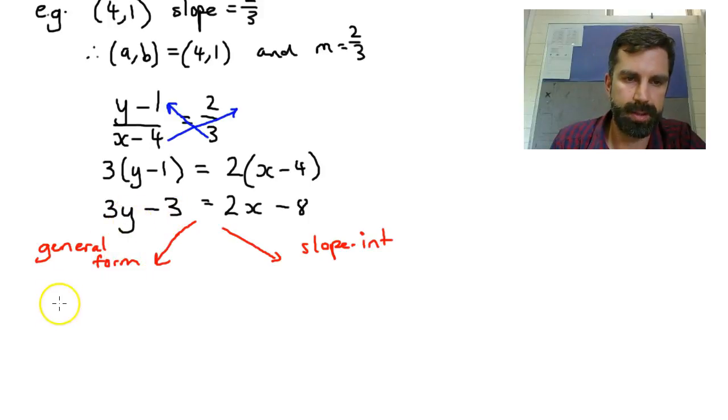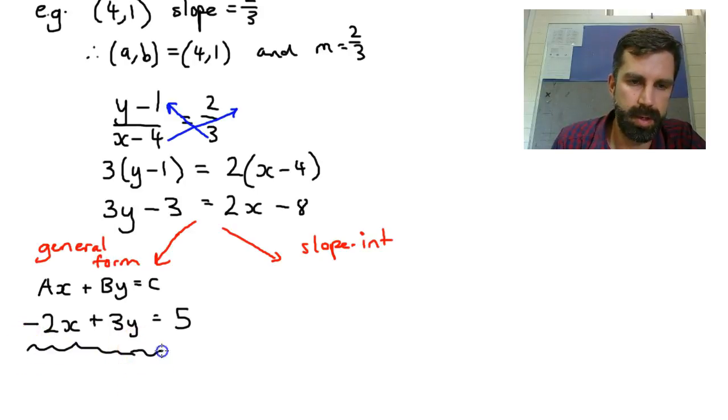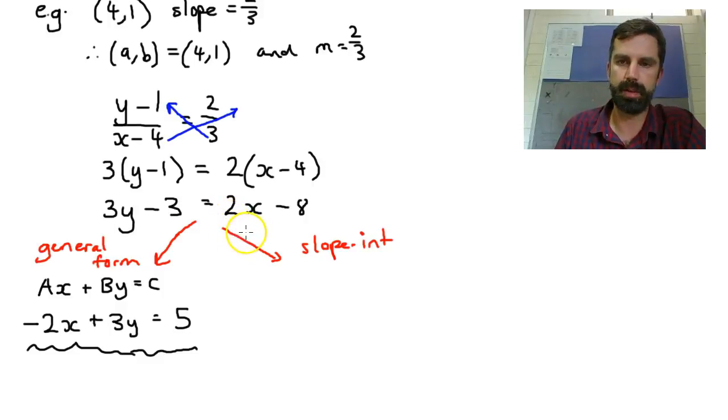For general form, we want x and y on the same side. So we can have the x term, then the y term, and then the constant, the number on the end. Just to refresh your memory, general form is ax plus by equals c. So what I'm going to do is subtract 2x from both sides to bring it over to the left. So I'm going to have minus 2x plus 3y. I'm going to add this 3 to the other side, so minus 8 add 3 is minus 5. And that's my general form, okay? General form's a little bit easier to get to from that method.